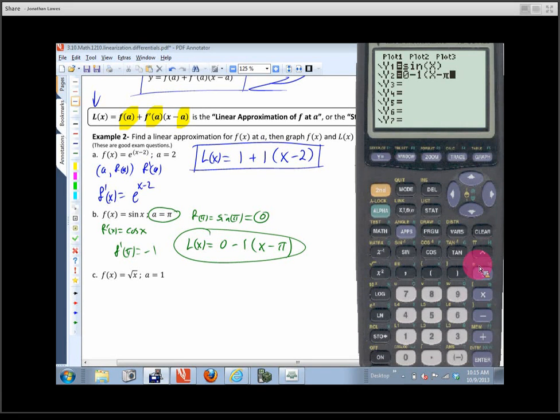Before you type something into your calculator, you ought to at least have a guess as to what it's going to do. We're talking about the sine curve. Sine starts at 0, goes up, hits 1, and then comes back down. So we're on the downward side when it goes through 0 at pi. It has a slope of -1. So I'm going to hit graph here.